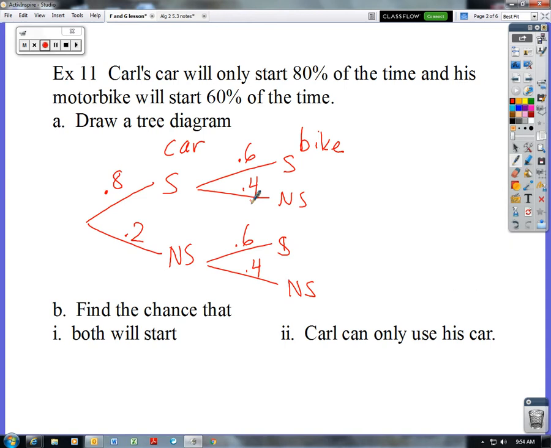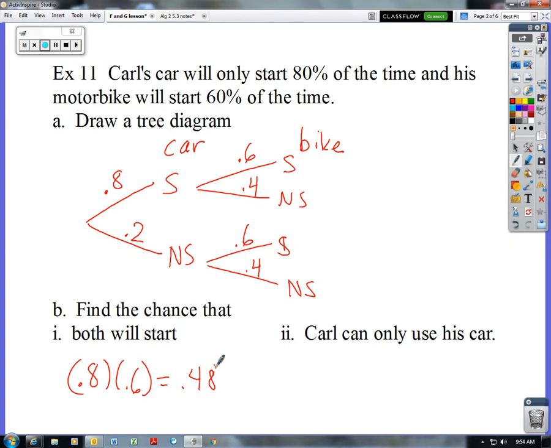On letter B, both will start. Find the chance that both will start. So that means that the bike will start and the car will start. That's this branch right here, SS. So the 0.8 times 0.6 will give you the probability that they both start. So that's going to be 0.48. Almost 50% of the time, he's going to be good to go either way.